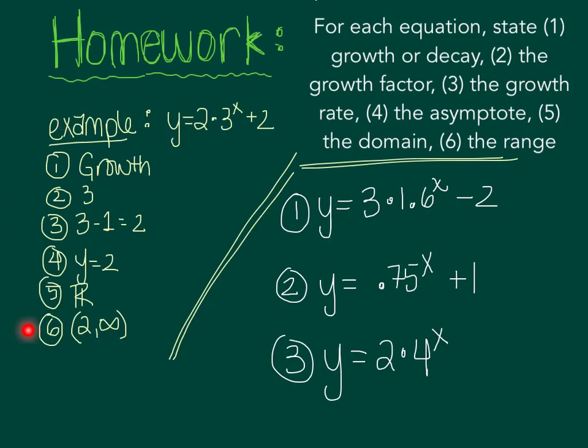And I've done an example here for you. So if I had y equals 2 times 3 to the x plus 2, I have growth, because 3 is bigger than 1. My growth factor is 3, since that's b. And then my growth rate is 2, since that would be b minus 1. My asymptote is at 2, because of the k value. My domain's all real numbers, and my range is from 2 to infinity.